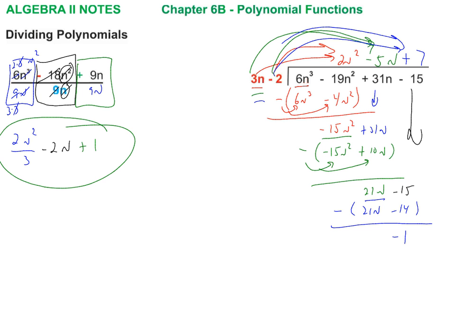Remember how we're going to show our remainder. I'm going to take the negative sign and put it after the 7. I'm going to take the 1 and make it the numerator. I'm going to take the divisor and make it the denominator. There's my answer of what I get when I divide that polynomial by 3n minus 2.